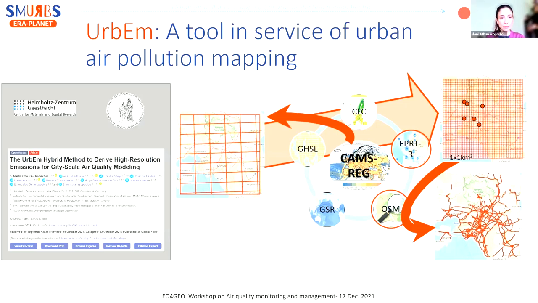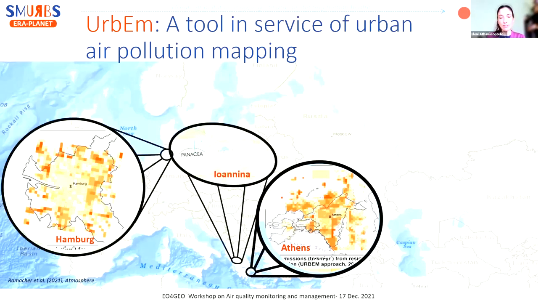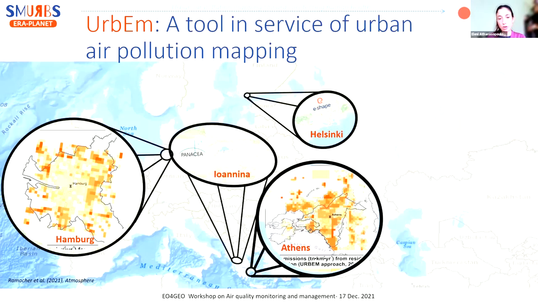This tool is described in more detail in a recently published paper in the Atmosphere journal, where you can find more information on the tool, as well as the website. You can download the software behind this tool, and it can be used by anyone to produce a high resolution emission inventory over any area of Europe. We have applied this tool over Athens and Hamburg in the frame of SMERPS, also for Ioannina city, and lastly for Helsinki in the frame of the SHAPE project that I mentioned in the beginning, and I will show later on.